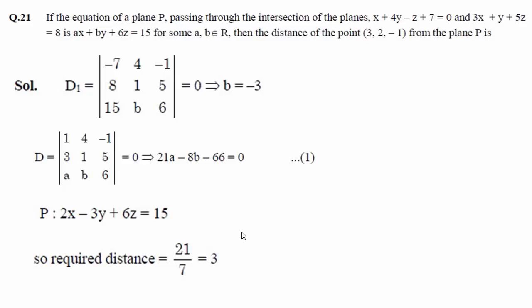So, the required distance is 21 by 7, using the formula for the distance of a point from the plane. By using that formula, we can calculate 21 by 7 equal to 3. Hence, the correct answer is 3.